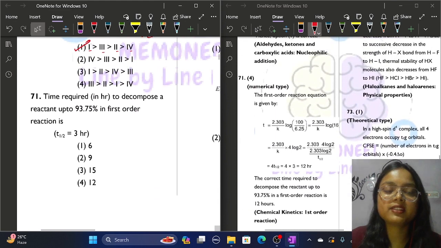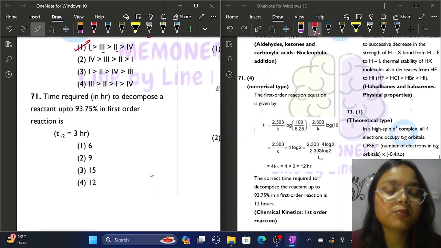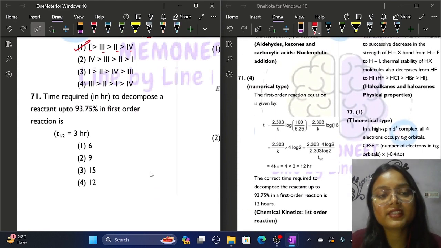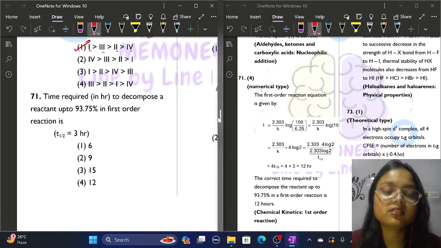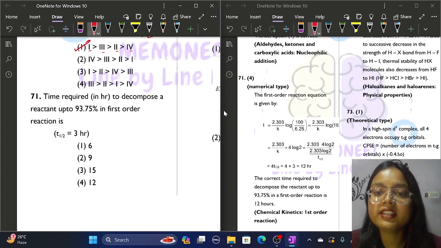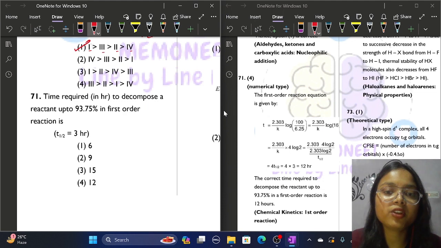Okay, for question number 71, the time required to decompose a reactant up to 93.75% in a first order reaction is. So write the first order formula. T is equal to 2.303 by K log 100 by 6.25.